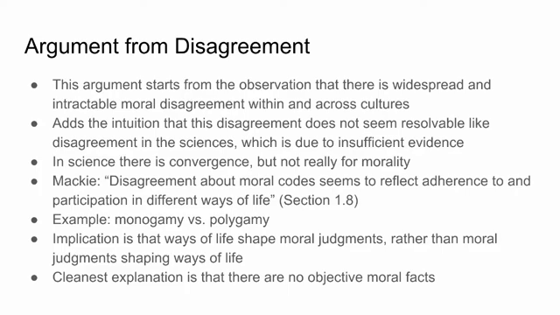So the implication of this account is that ways of life shape our moral judgments rather than moral judgments shaping our ways of life. And given this account of moral disagreement, Mackie basically wants to say that the cleanest explanation for what's going on here is that there are no objective moral facts. If there were objective moral values, if there were moral facts out in the world, we would be accessing these, tracking them, and making these moral judgments, and then they would be shaping our ways of life rather than the other way around.